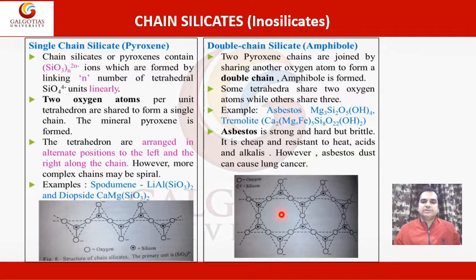Examples of double chain silicates are asbestos, whose chemical formula is Mg3Si2O5(OH)4, and tremolite, which has the chemical formula Ca2Mg5Si8O22(OH)2. Asbestos is strong and hard but very brittle in nature, and it is cheap and resistant to heat, acids, and alkalis. However, asbestos can cause lung cancer when used continuously.